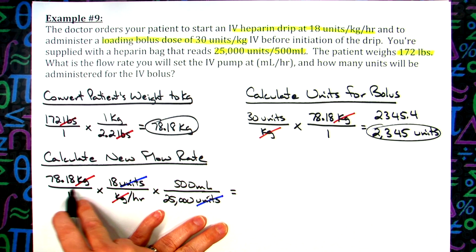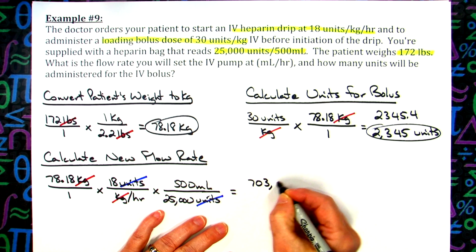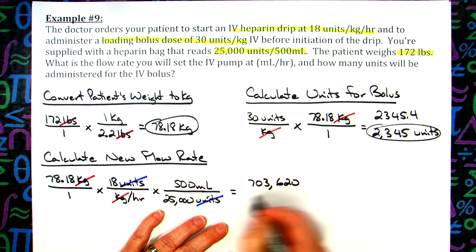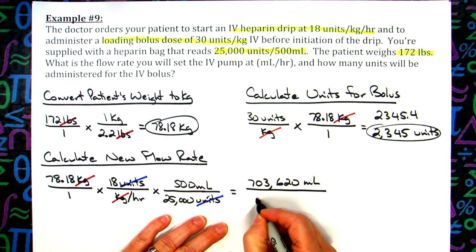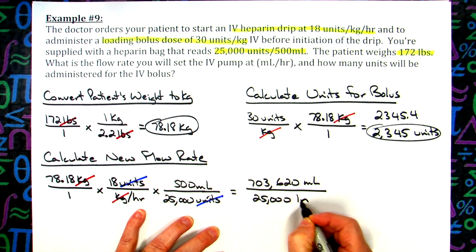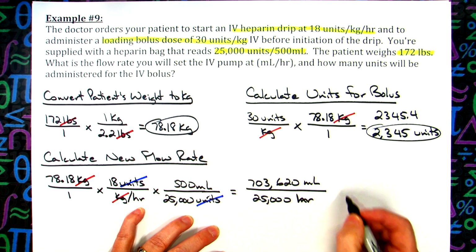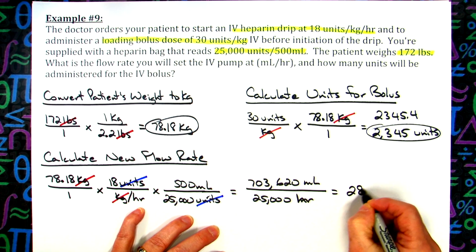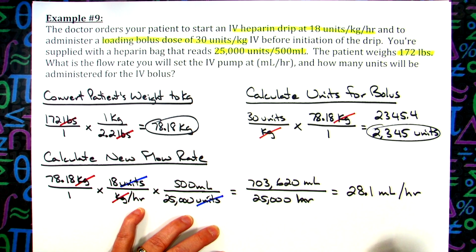So I can take a calculator, I can multiply those numbers across the top. I'm going to get 703,620, and then the only label on the top there is milliliters. The only number on the bottom there is 25,000, and the label is going to be hours. So I'm going to have milliliters per hour here. Take the calculator, divide those two out. I'm going to get 28.1 milliliters per hour.